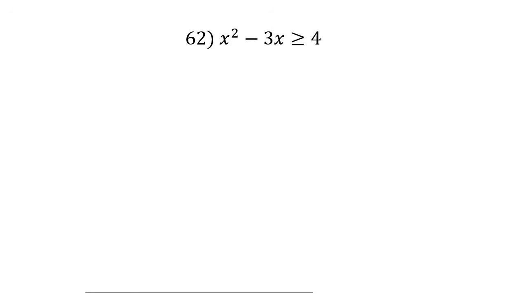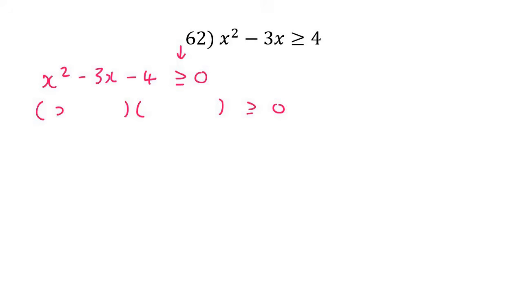With number 62, you want to take that 4 over to the left-hand side first, so I'm actually going to write it over here. And then you can make it bigger than 0. Now what you do is you just pretend that this is an equal sign, and so you could factorize this. And this would factorize as x minus 4 and x plus 1.